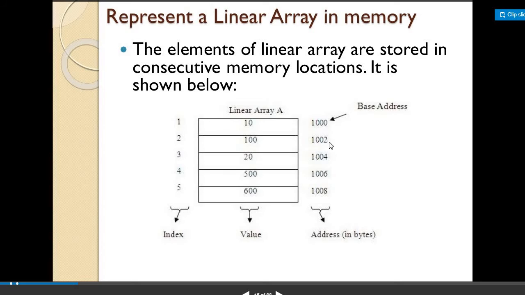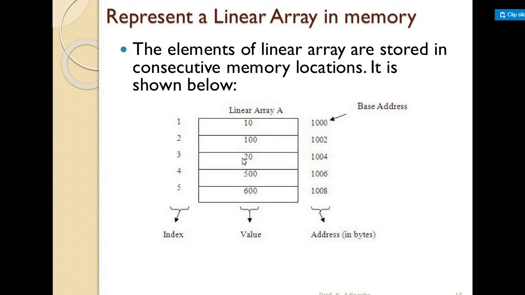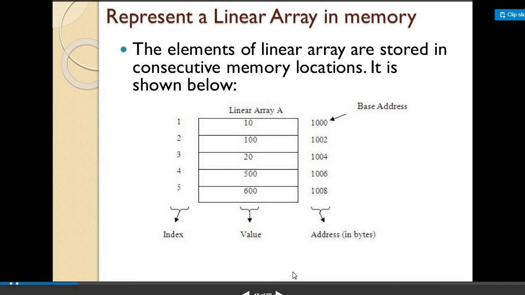So the next address is 1002. If we store integer values here, the size is 2 bytes, so the address is incremented by 2 bytes. Suppose these are the elements we stored as values in this array. In this way you can store the values of an array in memory. So the addresses are in bytes.